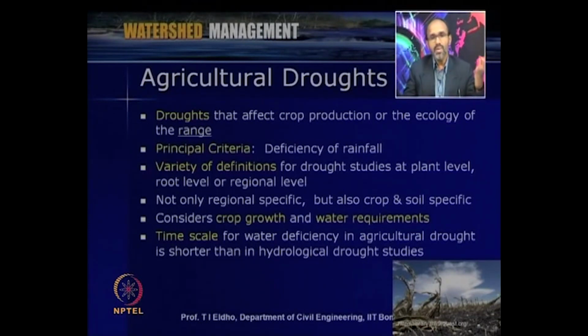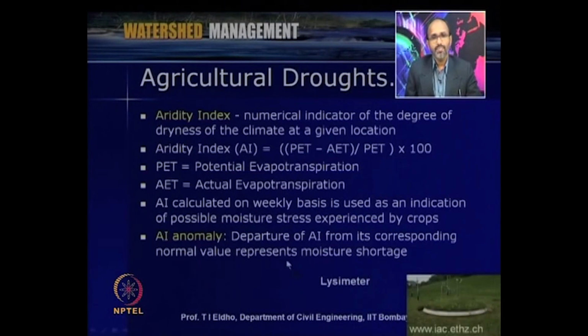So, now especially in the rabi season, the crops mainly depend upon the soil moisture available, and if there is no irrigation, then we have to see how much water is available, and then with respect to the soil moisture available, how the crop growth is affected. So, this is with respect to the time scale for water efficiency in agricultural drought. This may be for shorter periods compared to the hydrological or meteorological drought studies.